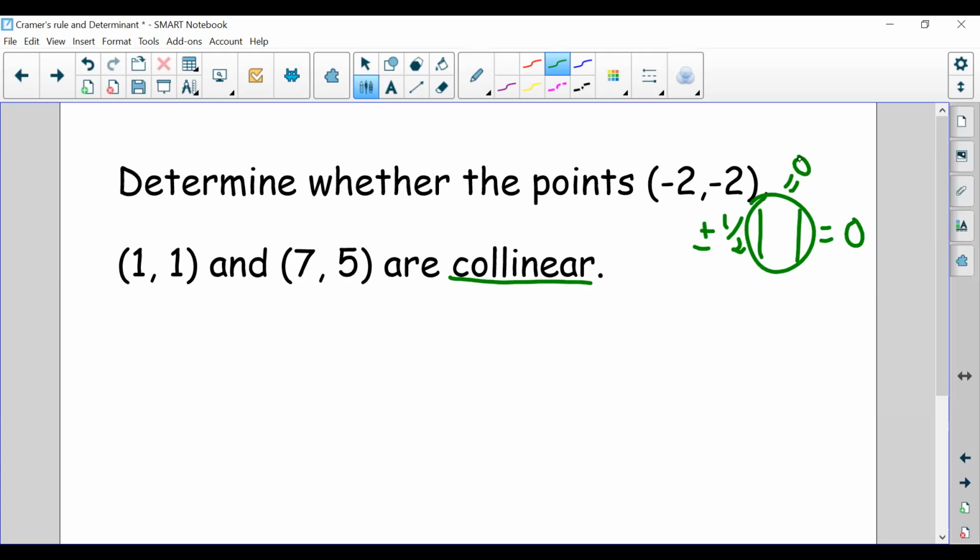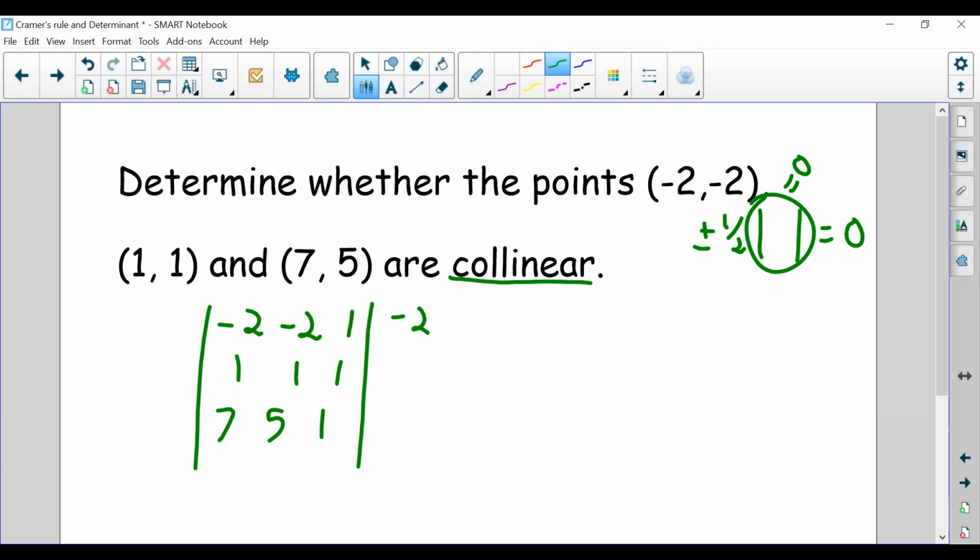So for collinear, what I'm going to do is set up the determinant just like we just did. So that's going to be -2, -2, placeholder of 1, 1, 1, 1, 7, 5, 1. But if this gives me an answer of 0, it's collinear. If it gives me an answer of anything besides 0, they are not collinear. So that's our last thing that we're going to check. So we can actually check to figure out if it's collinear. So again, I'll just do this one by hand.